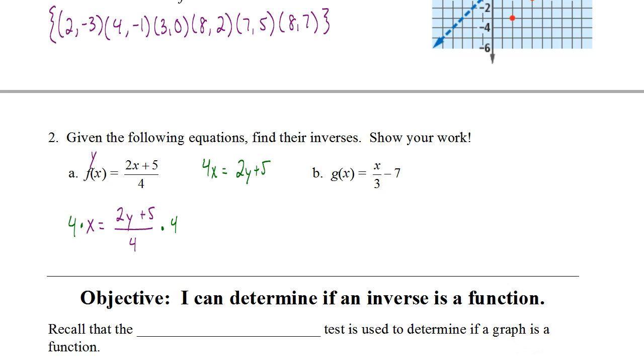Now it's going to be a lot simpler from here. I'm just going to subtract 5 from both sides. That gives me 4x minus 5 equals 2y. Then if I divide both sides by 2, I get my inverse of the original equation as 4x minus 5, that quantity divided by 2.